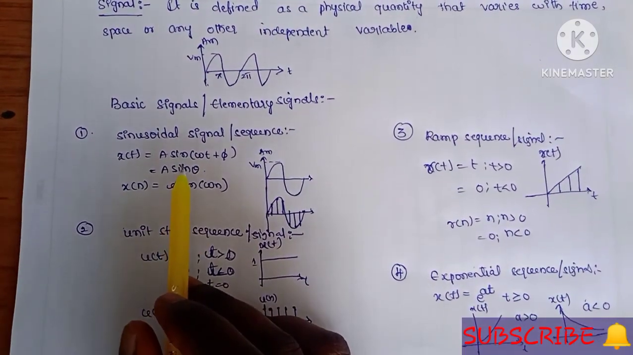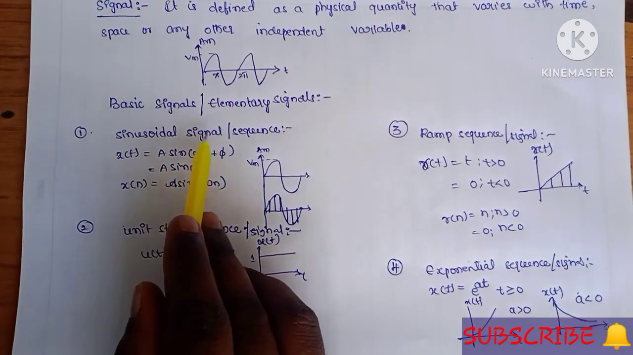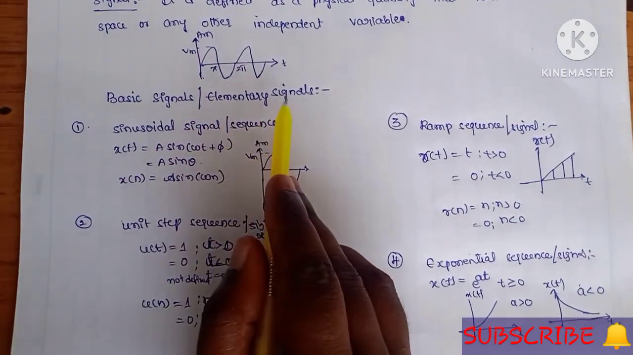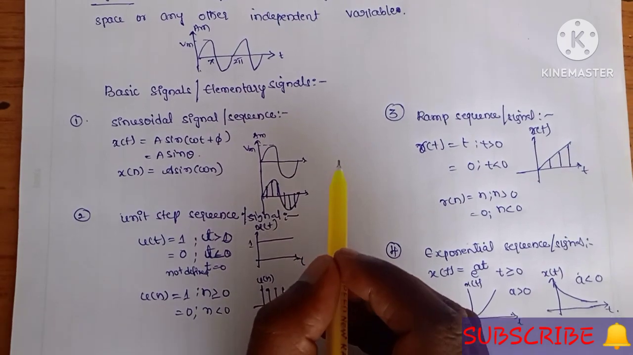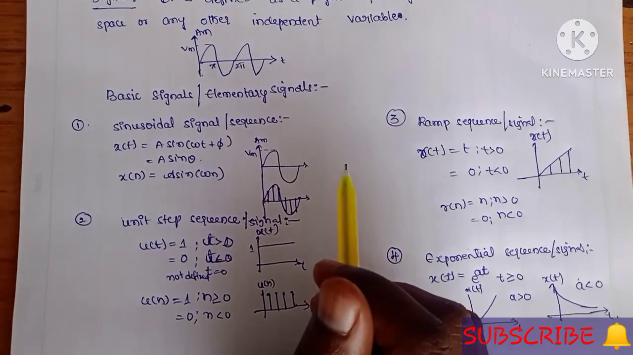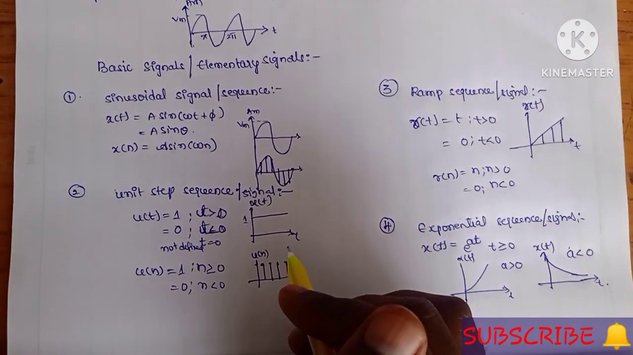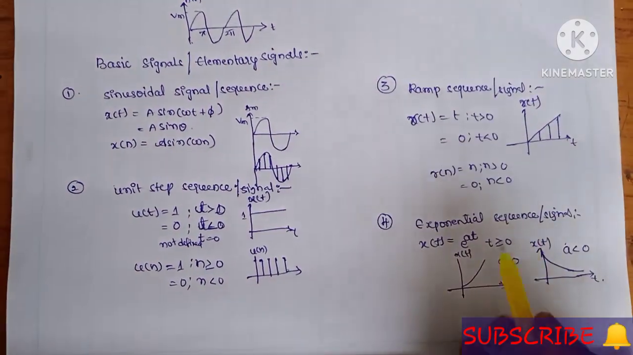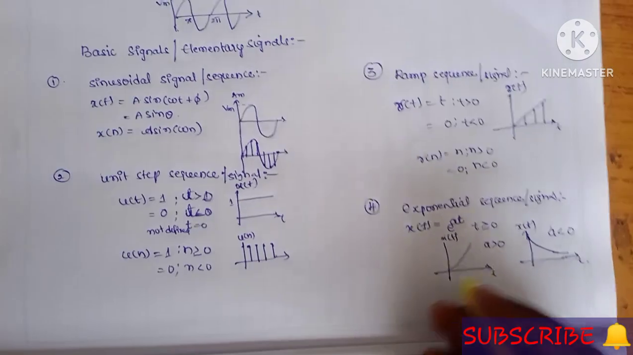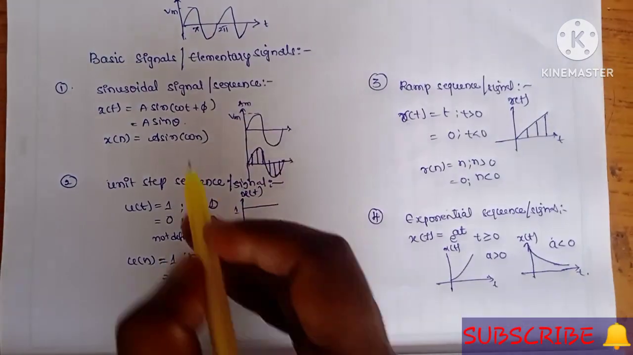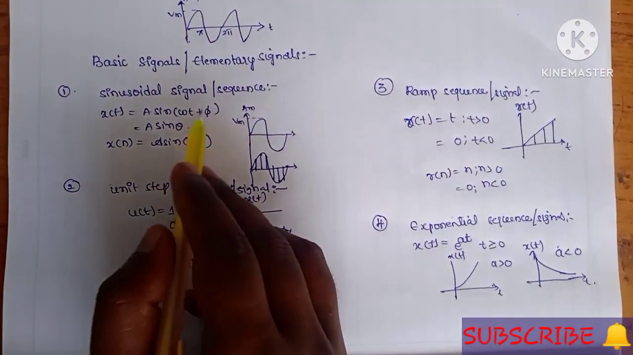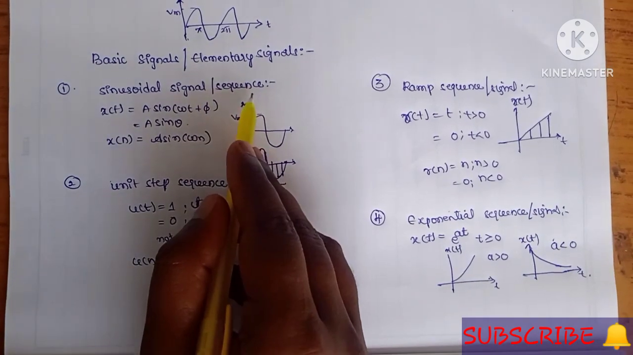So now let us go to basic signals or elementary signals. The basic signals are sinusoidal signal, unit step, ramp and exponential. First we will discuss the sinusoidal signal or sequence.